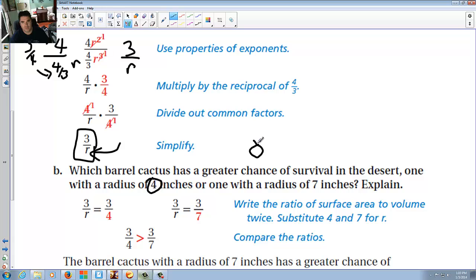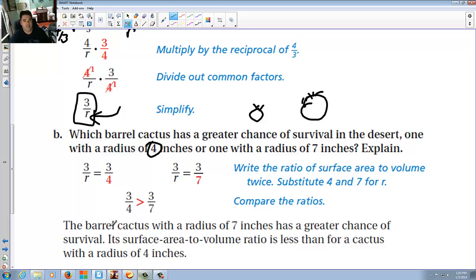So this is your smaller barrel cactus. I have no idea how to draw a barrel cactus. And this is a larger barrel cactus. And they're asking which one's going to live longer, which one's going to survive better. Well, 3 over r equals 3/4, and 3 over r equals 3/7. Basically, the barrel cactus with a radius of 7 inches has a greater chance of survival.